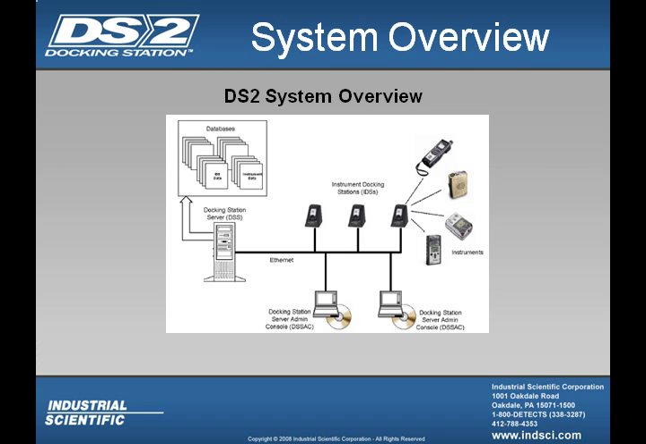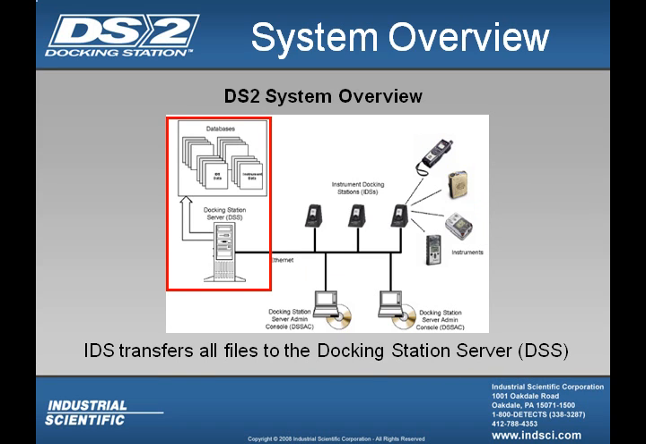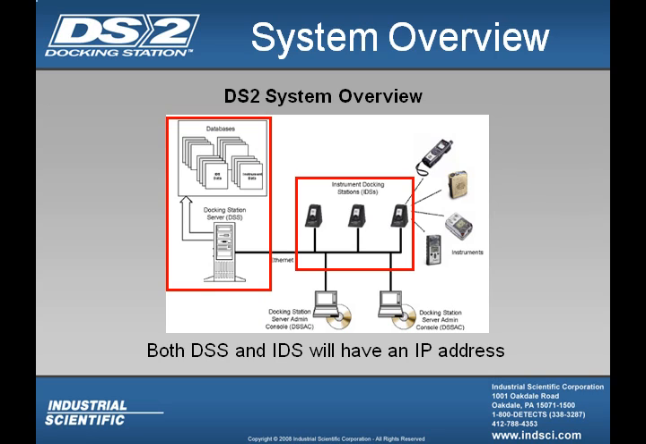So let's do a real quick overview of your docking station system. First off, you have your instrument docking stations, and this is what is communicating with your individual instruments. Now all that information is then transferred down the line to your DSS, which is your docking station server. Of course you also have your DSAC, which is your docking station server admin console for viewing all your records, and we've covered this in depth in module number 4. And now for communication between your IDSs and your docking station server, they must have an IP address.